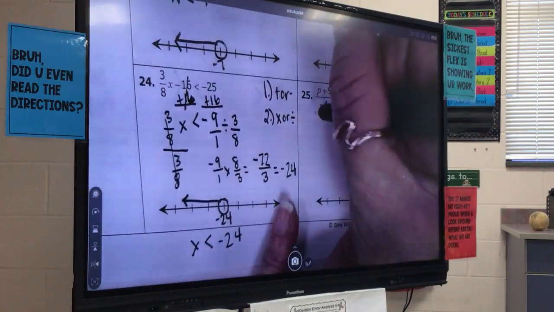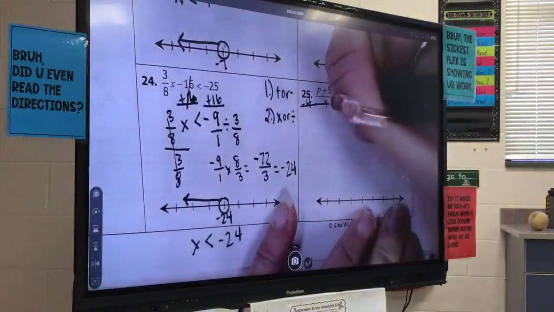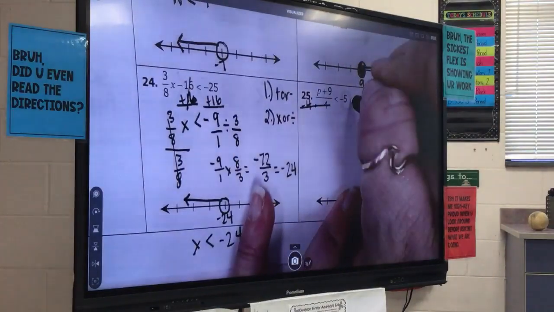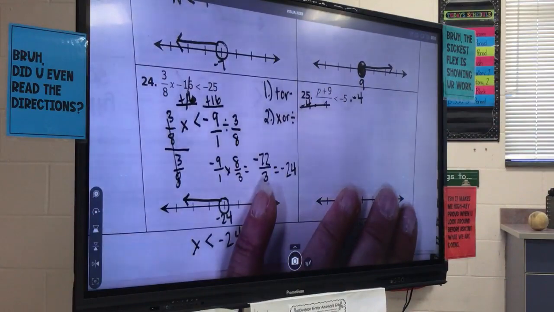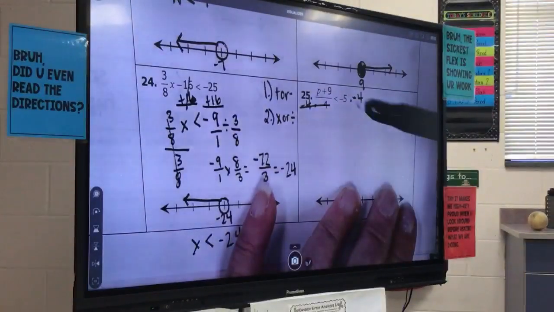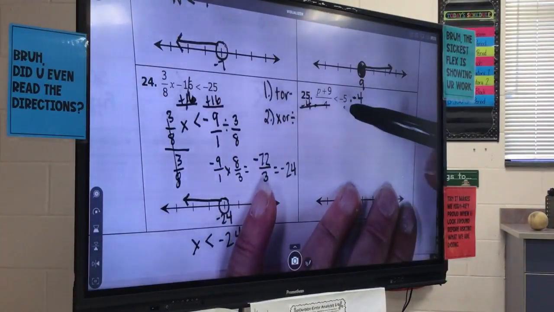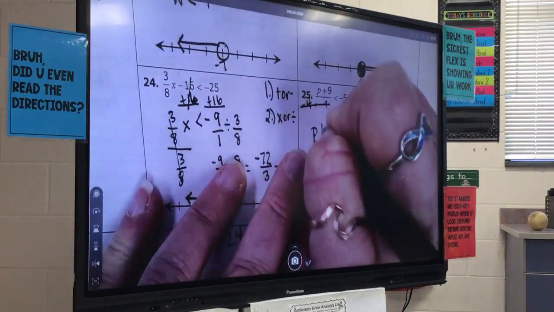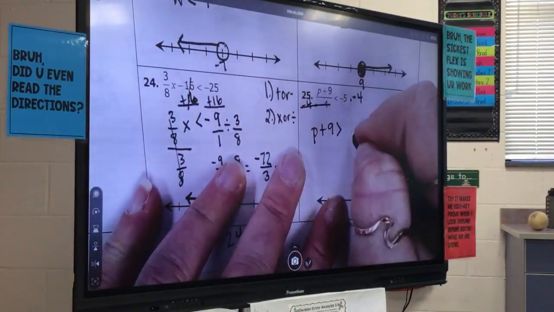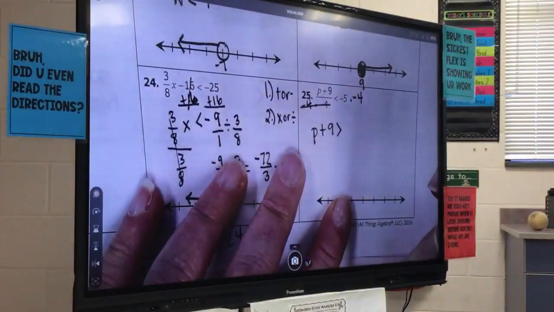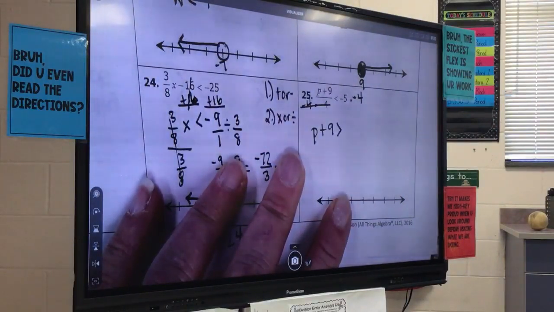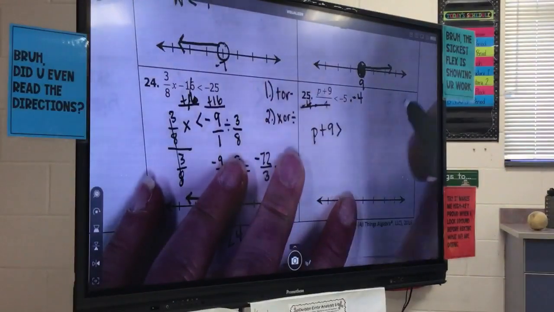Multiply. So I'm going to multiply by negative 4 on both sides. I just multiplied by a negative number, right? So when I redo this, what do I have to do with my inequality? Flip it. So this becomes p plus 9 is greater than negative 5 times negative 4. What's negative 5 times negative 4? Nevaeh? 20.